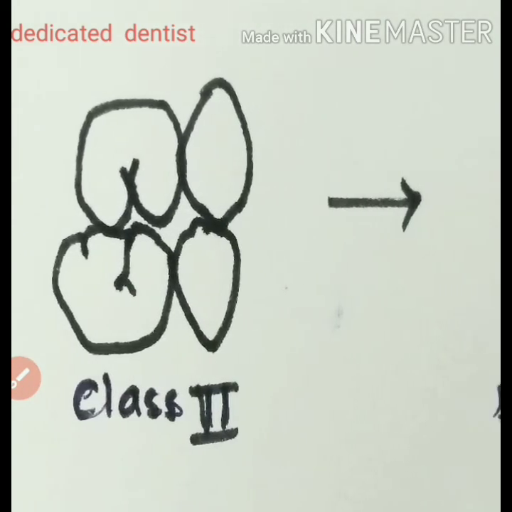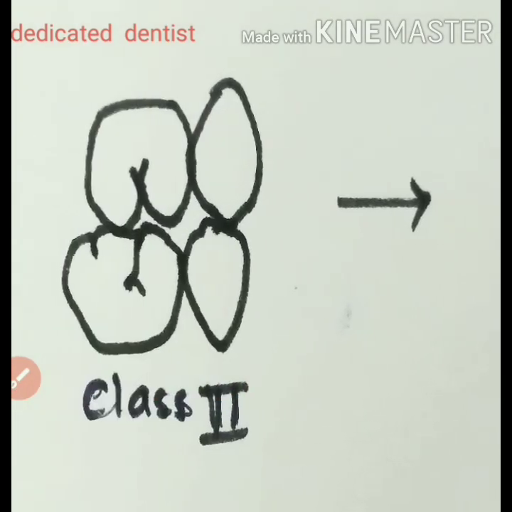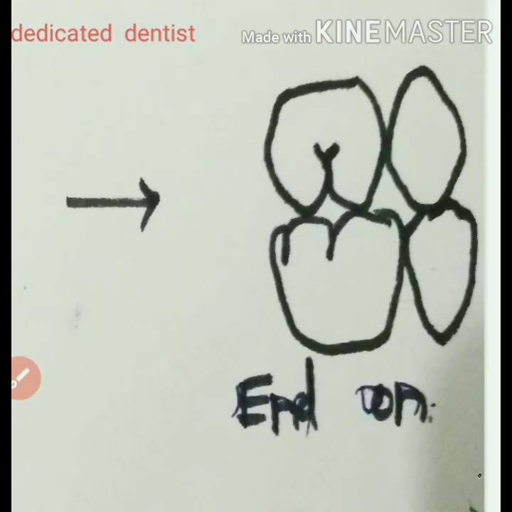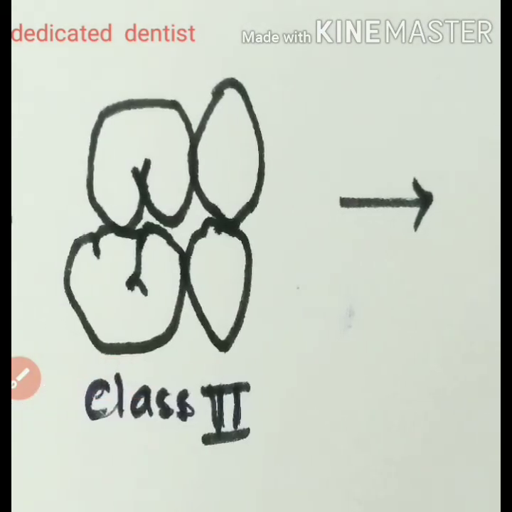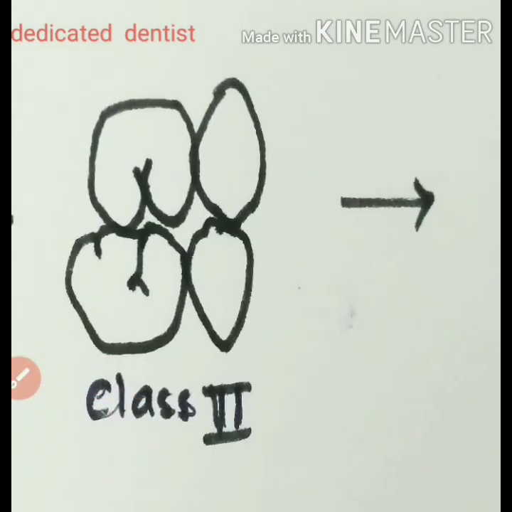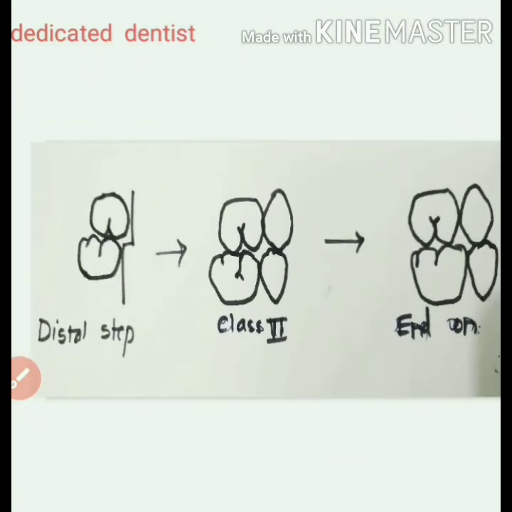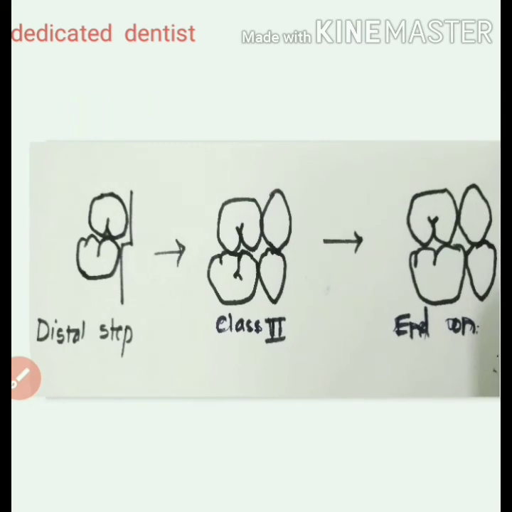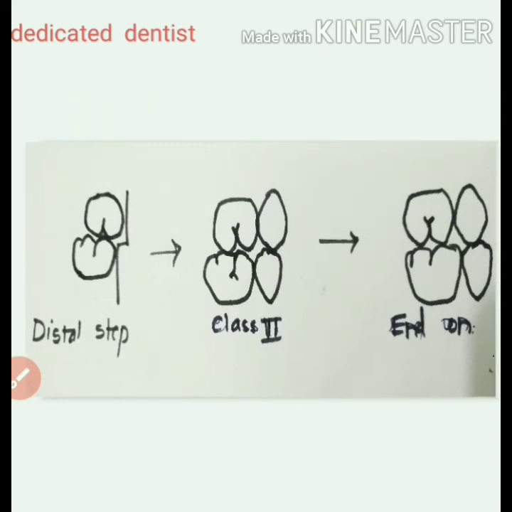Now, when the growth changes occur, there is forward growth of the mandible. This mandibular molar will move forward, and we know that mandibular forward movement will give an end-on relationship. So keeping in mind the position, the relationship of the deciduous second molar, we can easily predict how the relation will be in the permanent dentition.